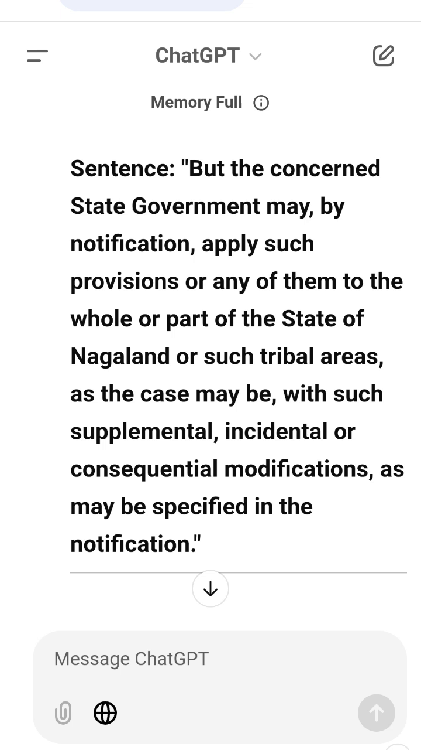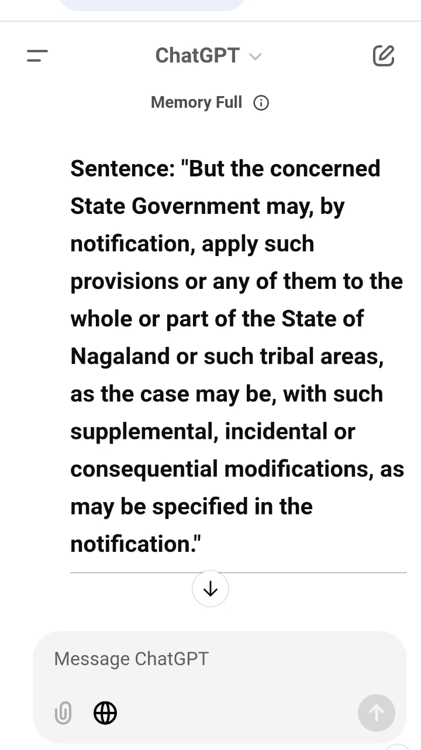Three: apply such provisions or any of them. Apply means to use the rules. The state government can decide to make some parts of the law work in Nagaland or tribal areas. Provisions means the rules in the law. Not all rules may work there, but the government can pick and choose.